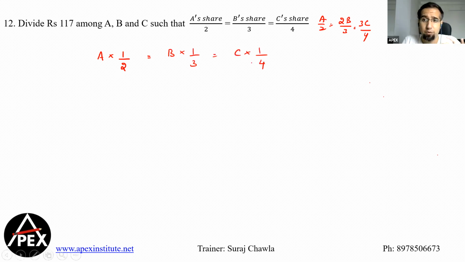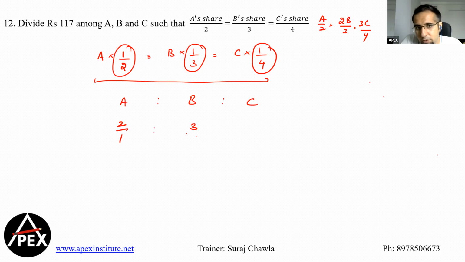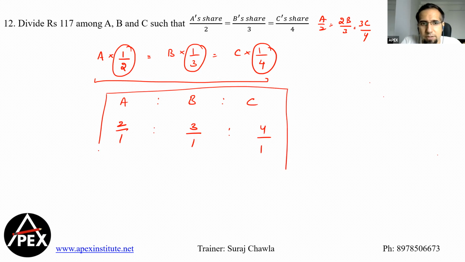I repeat, listen very carefully, the shortcut. This is not even a shortcut, I'm just skipping steps. From here, the ratio of A is to B is to C is the inverse of these coefficients. What is the inverse? It becomes 2 by 1, 3 by 1, and 4 by 1. Is this clear, guys? Quick responses, please. Yes, no.